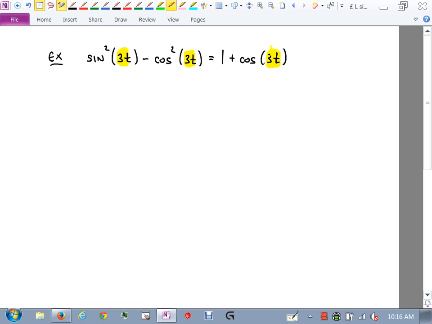So maybe what we should do here is, since it's sine squared, try and get everything in terms of cosine. Because we've got cosine on the right side, and we've got cosine on the left, but that sine squared is throwing everything off. So I'm going to replace sine squared 3t with something, and you're going to tell me where it comes from. What's that? I'm saying that this is equal to this.